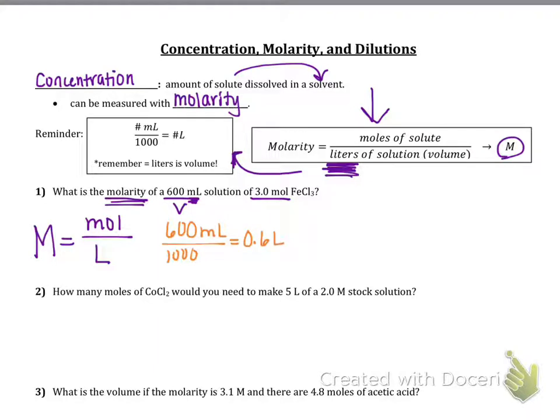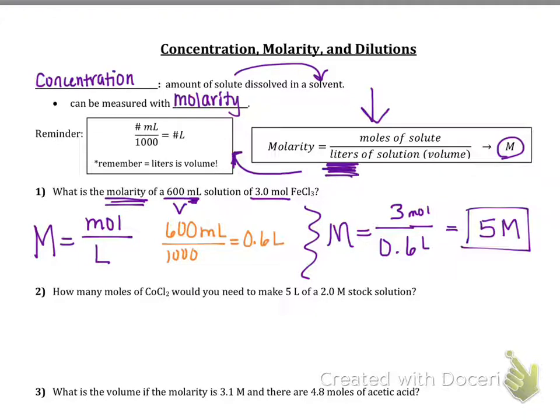Okay, so now we can go back to the equation. Molarity is equal to moles, which is 3, divided by 0.6 liters. So this one was moles, this one was liters. 3 divided by 0.6 will be 5, and the units is capital M for 5 molar. So that is our answer.